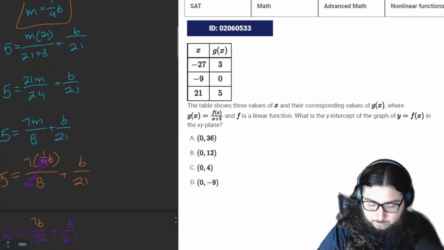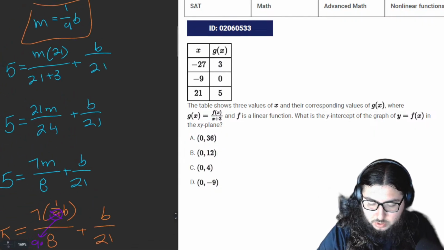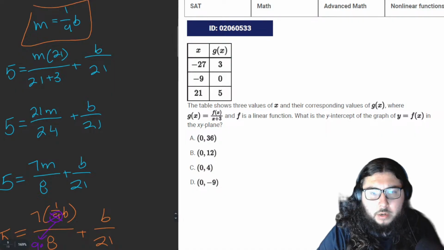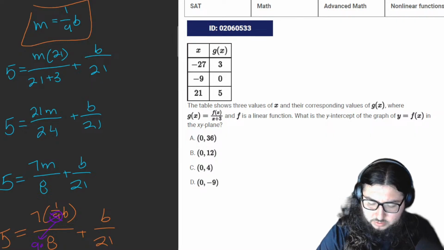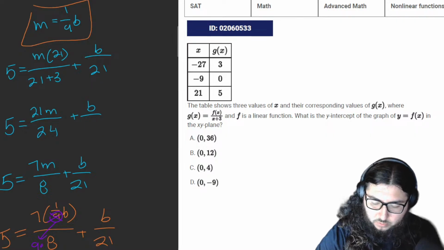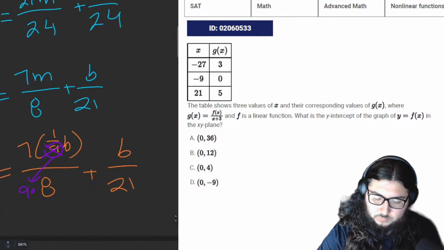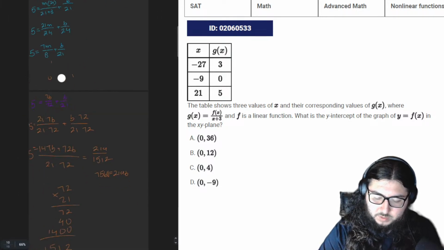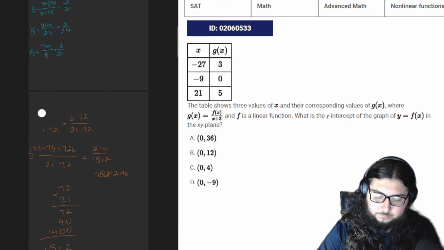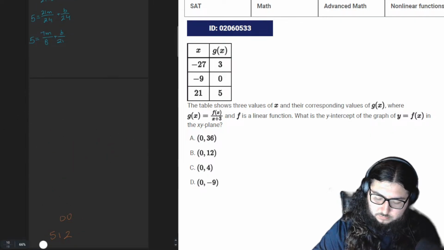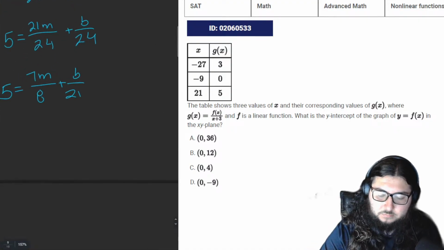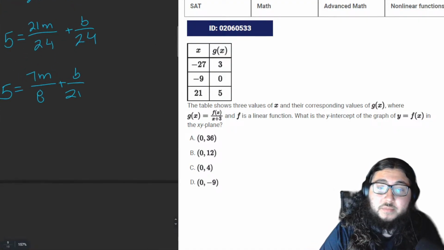Let's see. Here we have 21 and 5, 21. Oh, here's where we messed up. 24. I'm silly. So we can leave this. Okay, that's where we messed up. Silly little mistake. Cost us a lot of extra work. So, got to be careful not to commit mistakes like I do.